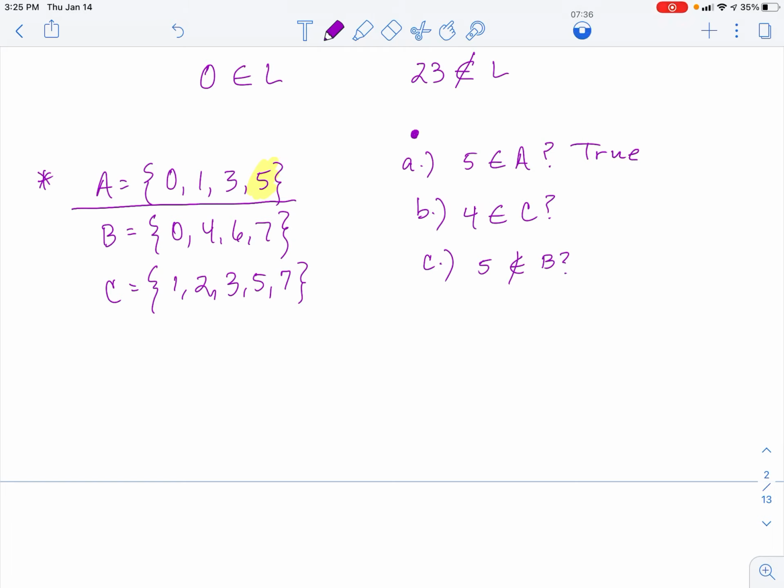Is 4 a member of C? So let's go look at C. Is 4 in there? No, it's not. So that one is false. Is 5 not a member of B? So let's look at B and see if 5 is in there. 5 is not in there, and this is stating that 5 is not in B, so this is a true statement. Okay? Now let's look at another one.